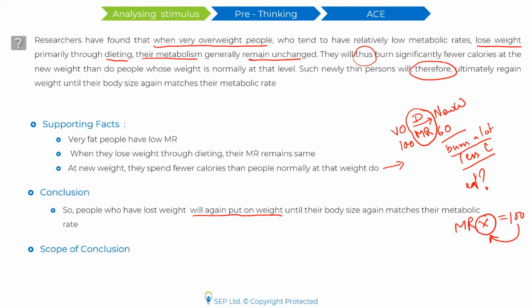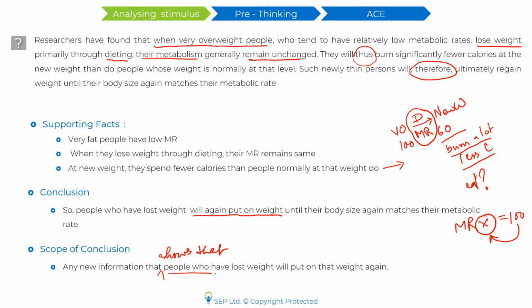Now we have this scope of the conclusion, which tells you what kind of answer choice you're looking for. Any new information. So we're looking for any new information that shows that people who have lost weight will put on that weight again. So this is the target. This is the target of my answer. This is the scope of my answer choice. If an answer choice does not tell me the reason, it's out.